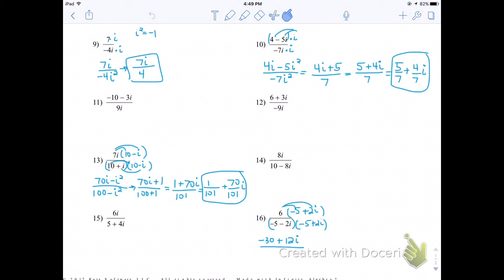On the bottom, I'm going to go ahead and distribute my firsts together. So negative 5 times negative 5 gets me 25. Then I'll distribute my lasts together. Negative 2i times positive 2i gets you negative 4i squared. But remember, the i squared is going to become negative 1, so that's going to become a plus 4. So up top, nothing changes. Negative 30 plus 12i. The bottom becomes 25 plus 4. I'm going to split these up. Negative 30 over 29 plus 12 over 29i. And that's your final answer. So that's how you divide with these complex numbers.